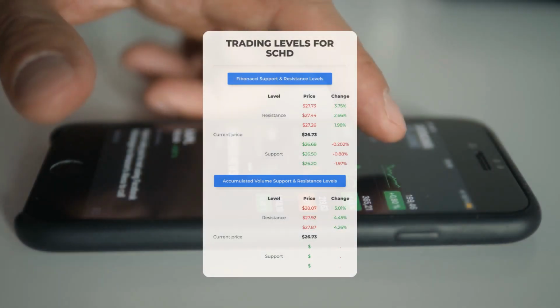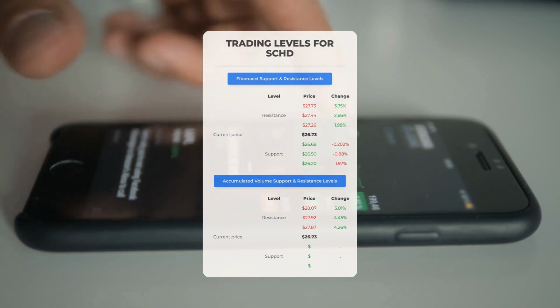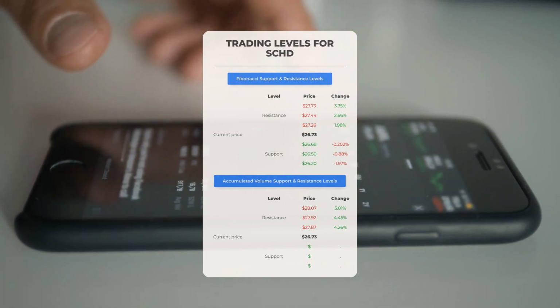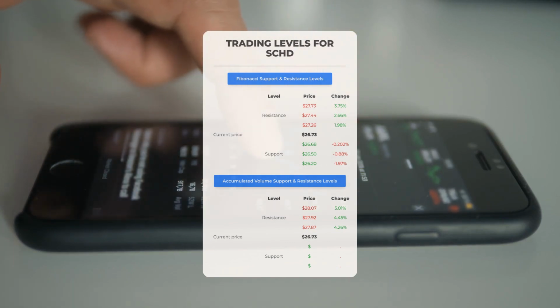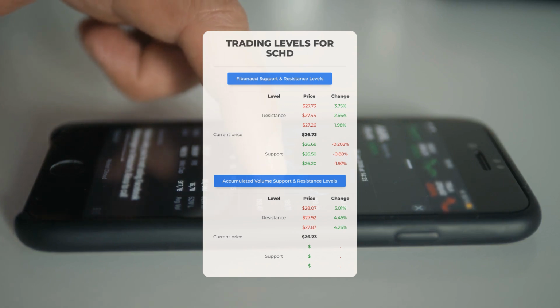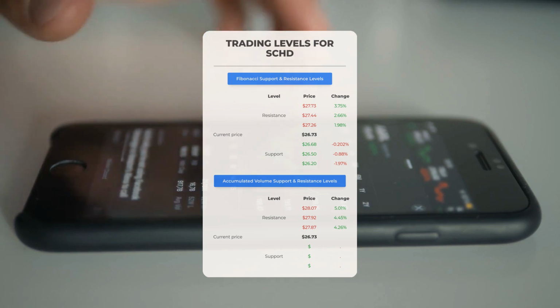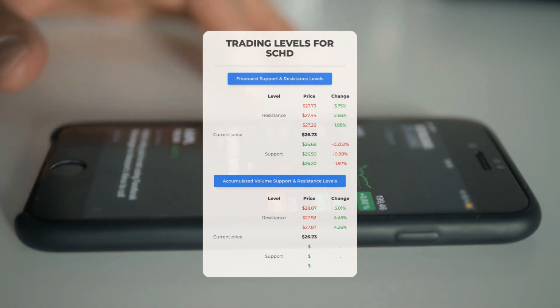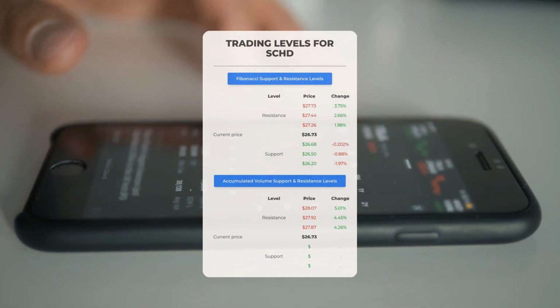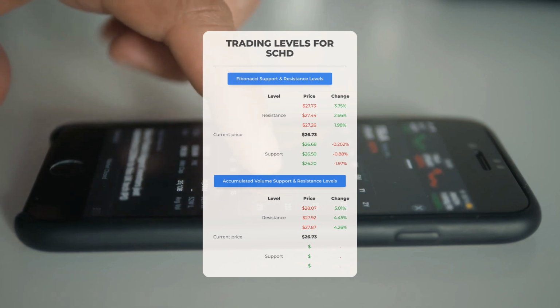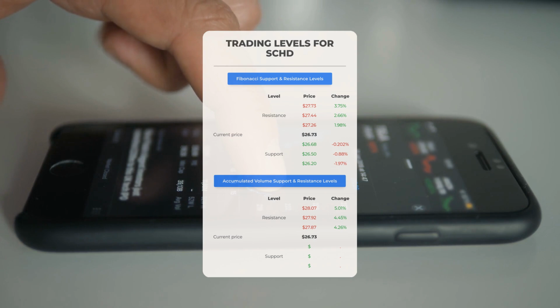Now let's discuss some potential day trading levels for SCHWAB U.S. Dividend Equity ETF. In the event of an upward trend, the first resistance level for SCHWAB U.S. Dividend Equity ETF is at $27.87. If you do not own any shares, you might consider waiting for this level to be surpassed before entering a position. For those who already hold the ETF, this could be a point worth considering for swing trading.